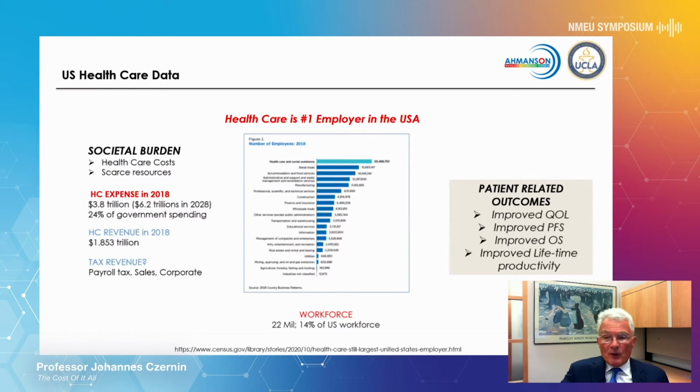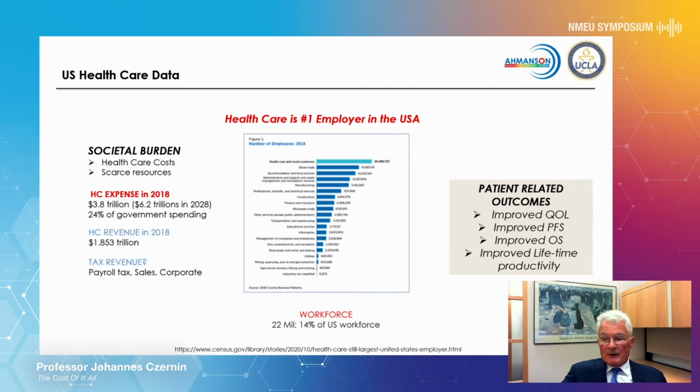The US spent $3.8 trillion on healthcare in 2018, which accounted for 24% of total government spending. At the same time, healthcare as a business generated around $1.8 trillion in revenue. Healthcare is the number one employer of 14% of the US workforce. And one should not forget there's also considerable tax revenue from payroll and income to corporate tax. I do not know how these revenues are accounted for in the concept of healthcare expenditures. Whether these monies are well invested is a different question.